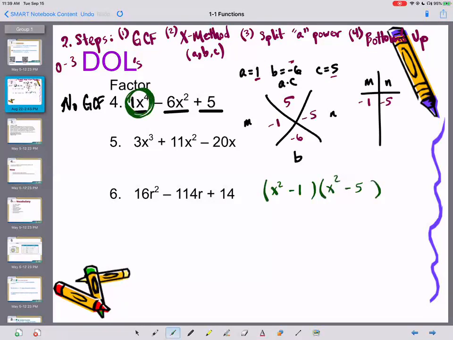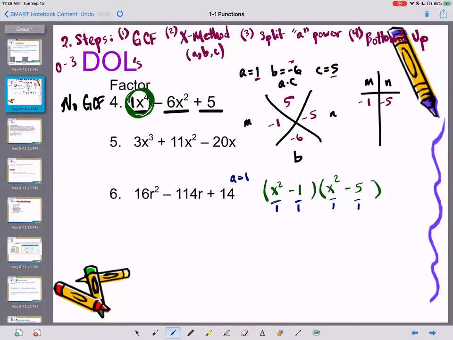Now, since A is 1, I don't have to do bottoms up. Bottoms up just means you divide by A. As you can see in this one, A is 1. So doing step 4 would just mean divide by A. Since my A is 1, I divide by 1, and nothing happens. So this is the answer.